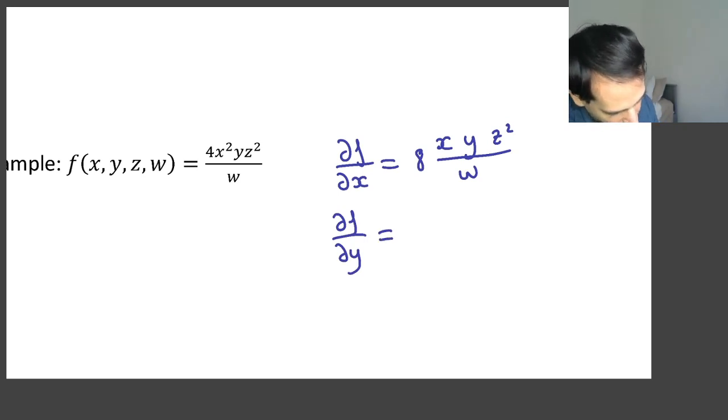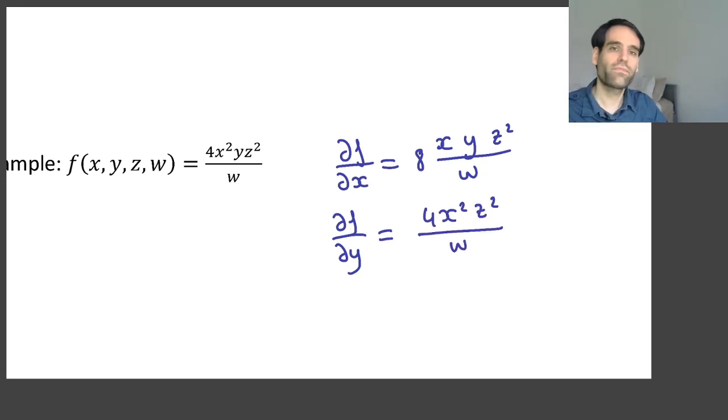Well, this is a constant, which is all of this, multiplied by y. So therefore the derivative is just the constant without the y. So the partial derivative of f with respect to y is 4x squared z squared divided by w. Okay? So as an exercise for you at home, think about what would be the partial derivative of f with respect to w. I can leave you that as a quick exercise.